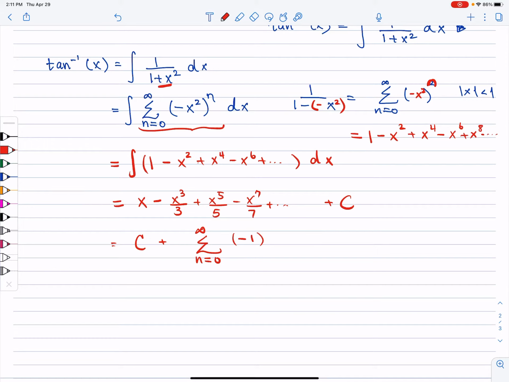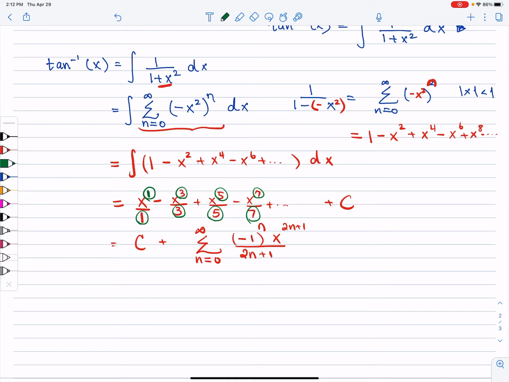The first term is positive, and because the first term is positive, we can start it at n equals 0. We have negative 1 to the n, x to the 2n plus 1 over 2n plus 1. And the reason why I need the 2n plus 1 is because we are looking at only odd powers, and then we are looking at the same numbers in your denominator.